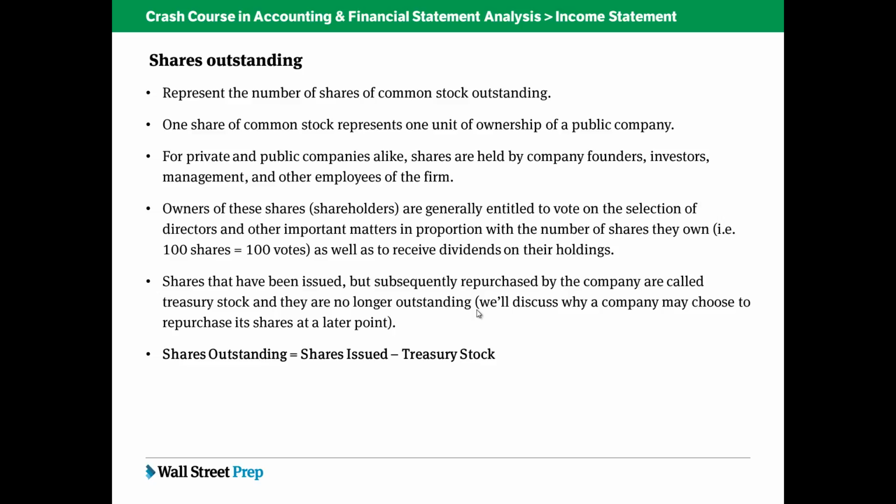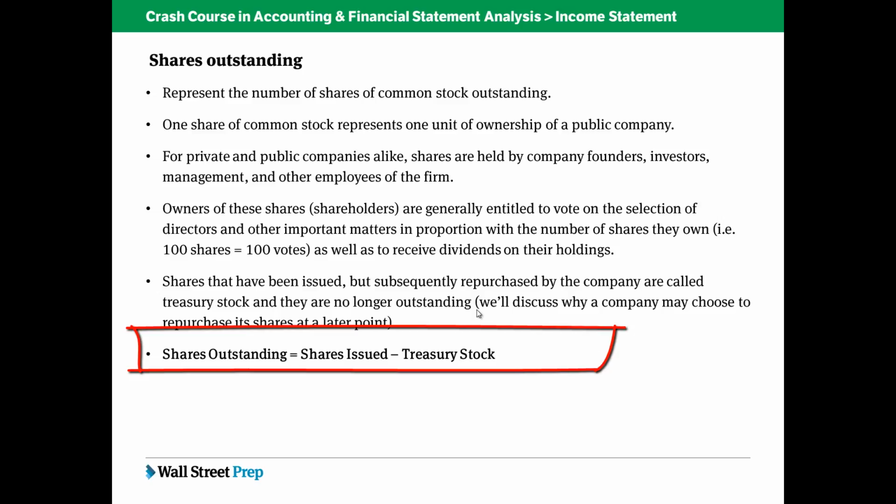Shares that have been issued but subsequently repurchased by the company are called treasury shares or treasury stock, and they are no longer outstanding. We're going to discuss treasury stock, why a company may choose to repurchase its shares, at a later point. But for now, just understand the basic equation that the shares outstanding that a company has is a function of all the shares it's ever issued minus all the shares it's ever bought back and effectively retired, taken out of circulation.